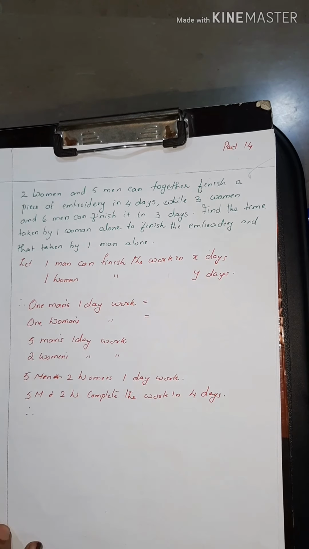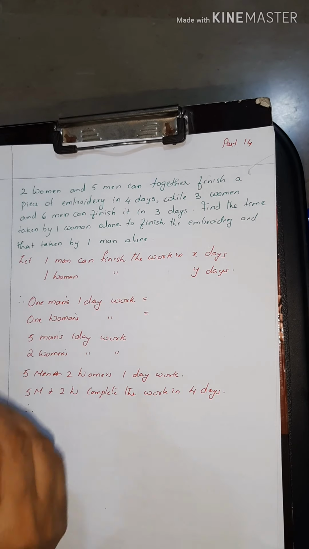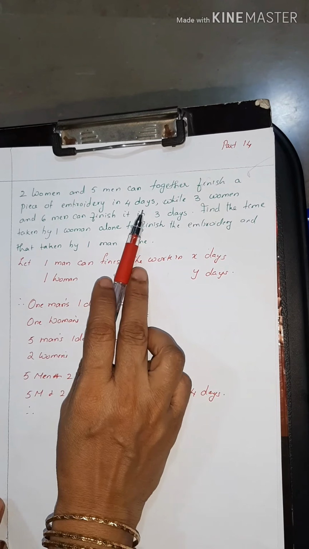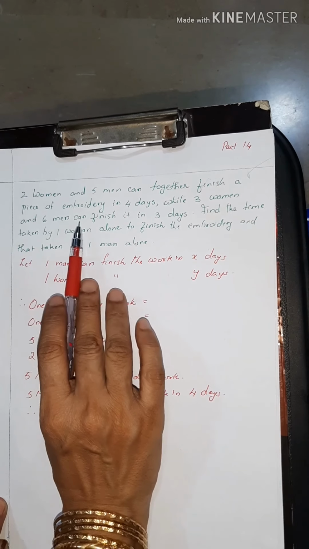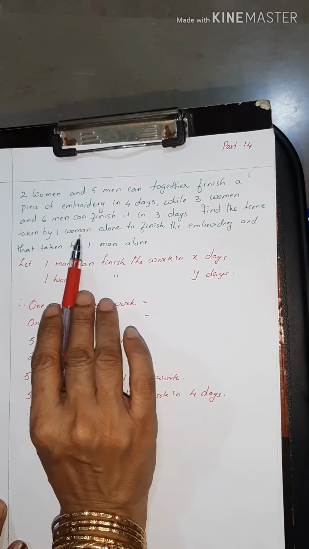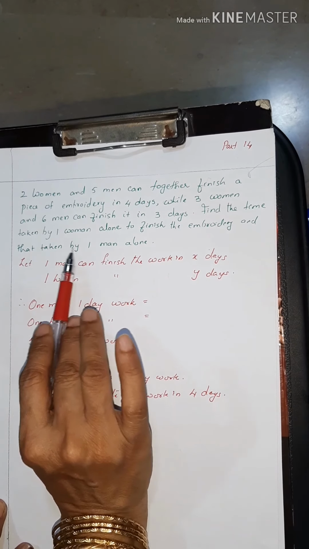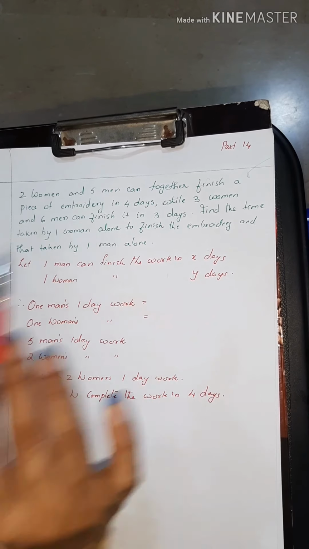Now this problem is related to time and work. So 2 women and 5 men can together finish a piece of embroidery in 4 days, while 3 women and 6 men can finish it in 3 days. Find the time taken by one woman alone to finish the embroidery and that taken by one man alone.